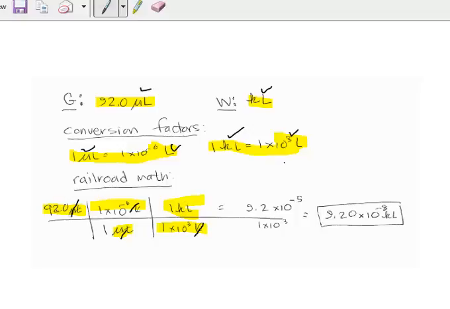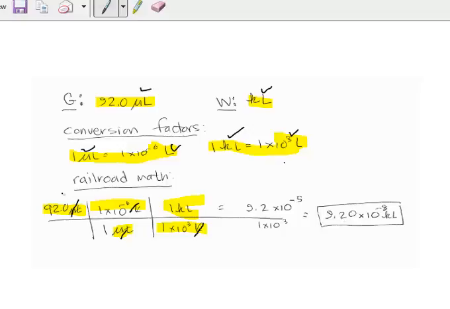Now, as we do our railroad math, most students find it most useful to just multiply everything in the numerator, multiply everything in the denominator, and then once you get an answer for each, you divide the denominator into the numerator. So that's what I've done here. And as I've done my math, I have not kept my significant figures just because my calculator doesn't keep track of those. So 92.0 times 1 times 10 to the negative 6 will give me an answer of 9.2 times 10 to the minus 5. And down here, 1 multiplied by 1 times 10 to the 3 gives me 1 times 10 to the 3. And if I divide 1 times 10 to the third into 9.2 times 10 to the minus 5, my calculator will tell me 9.2 times 10 to the minus 8.